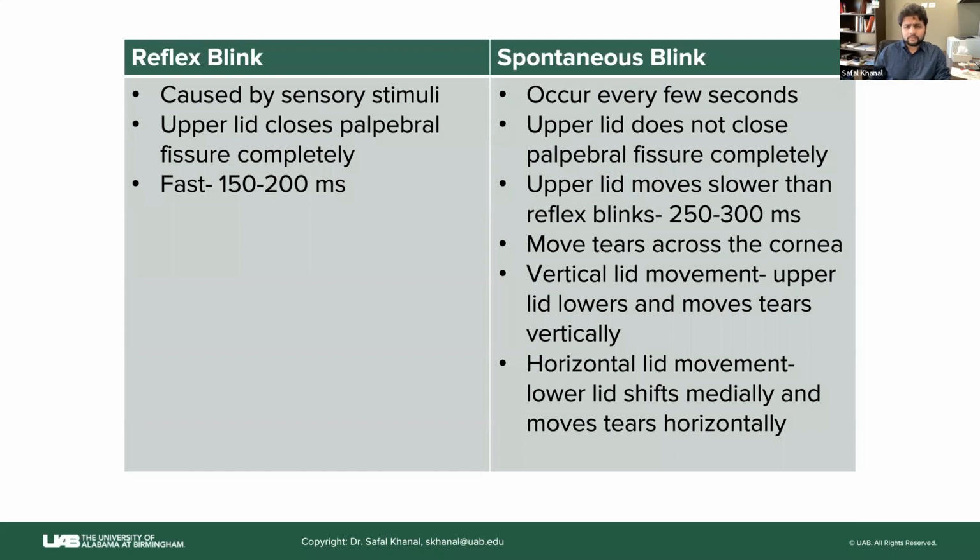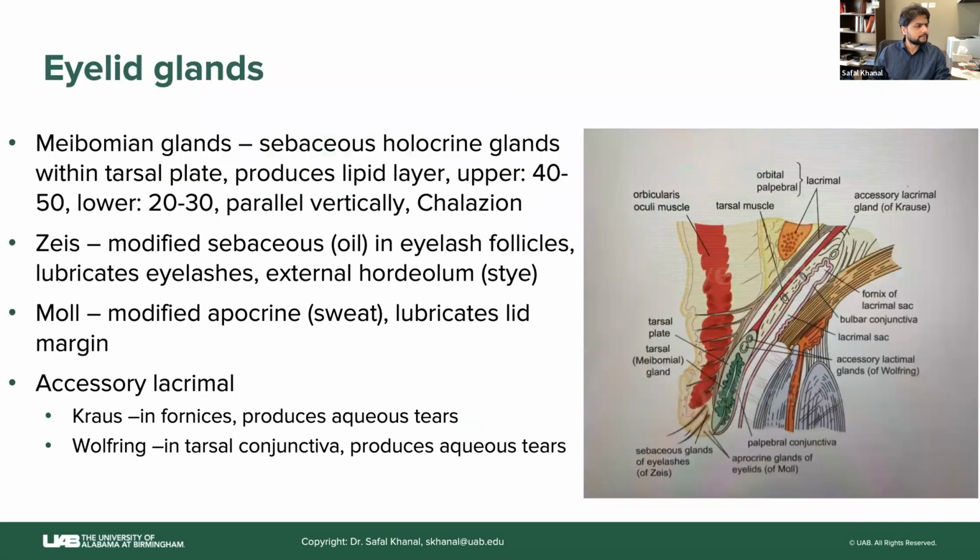Spontaneous blink occurs every few seconds. And in this blink, the upper lid moves slower, 250 to 300 milliseconds. This blink helps move tears across the cornea. So the vertical lid movement causes the tears to move vertically, and then the horizontal lid movement causes the tears to move medially and towards the lacrimal canal on the medial side.